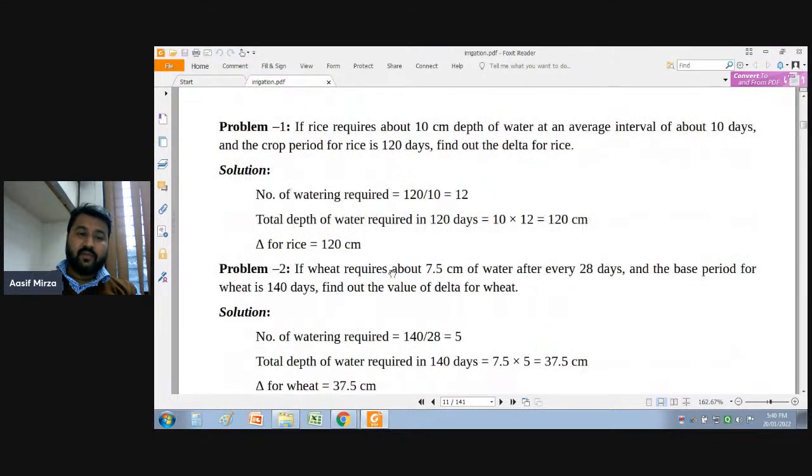Now problem 2: if wheat requires about 7.5 centimeter of water after every 28 days and the base period for wheat is 140 days, find out the value of delta for wheat.